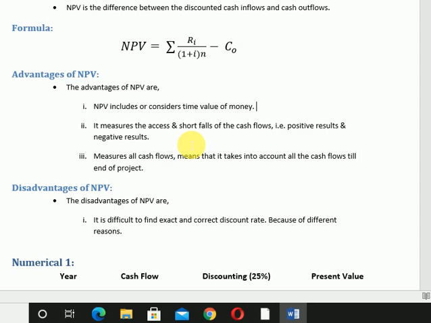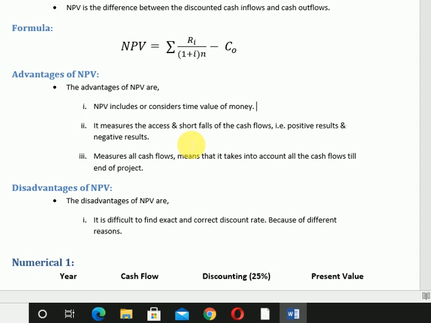What are the disadvantages of the NPV? The disadvantage of the NPV is the discount rate. We are unable to exactly calculate the discount rates.